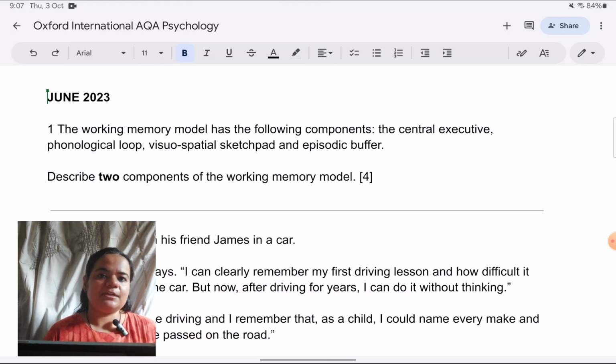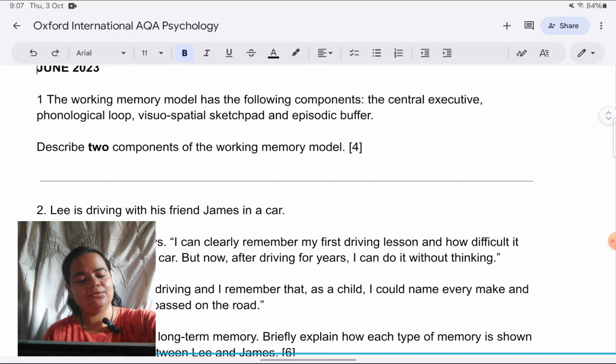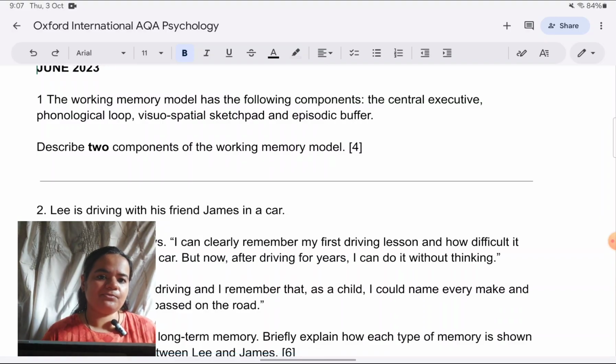Also, I would like to tell you that these are actual questions from past papers. They had come in the June 2023 PS01, that's paper 1. So let's see. We know there can be 2 and 4 markers. The first question for memory. I'm taking section A because that's the first one.